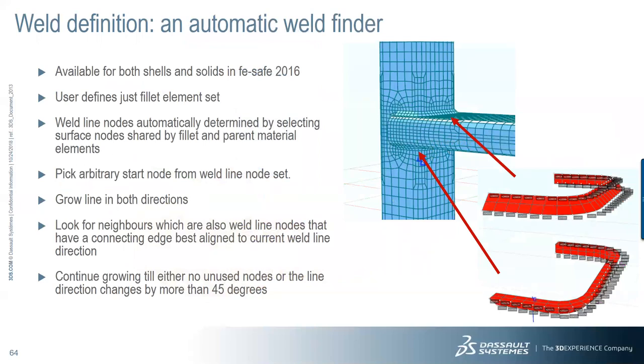What makes the user's job easier is that for both shell and solid elements, starting at FE-SAFE 2016, we have the automatic weld finder. Everything I talked about in the previous two slides that the user has to specify, if you use the automatic weld finder, you only need to identify your element set, the set of elements that represent the weld nugget, and the rest is done automatically by FE-SAFE. It will pick your start node and start element and then go in the two directions till the end of the weld. That removes the manual work and makes the process a bit more efficient.